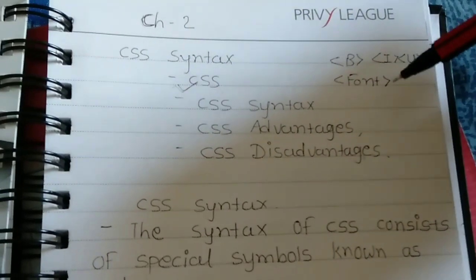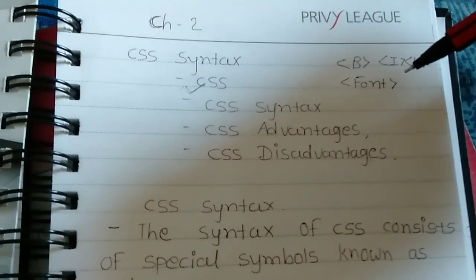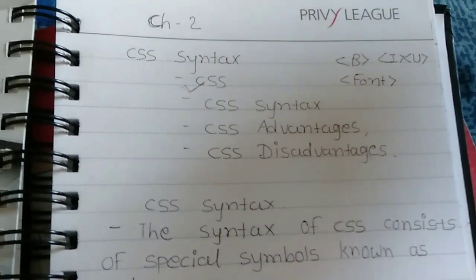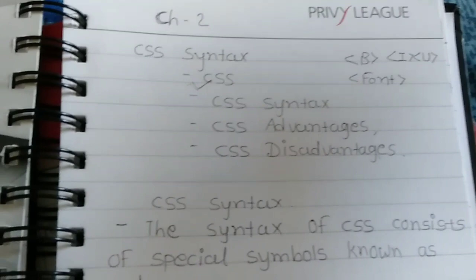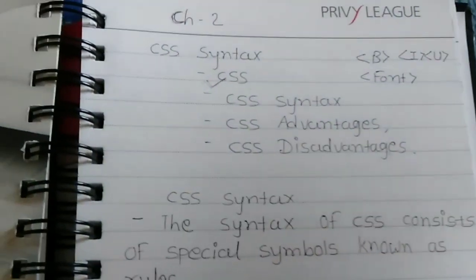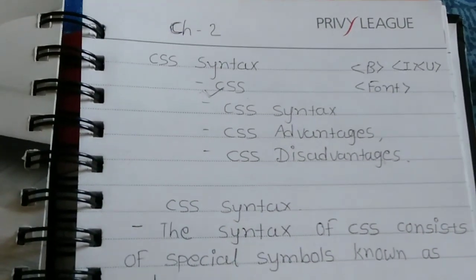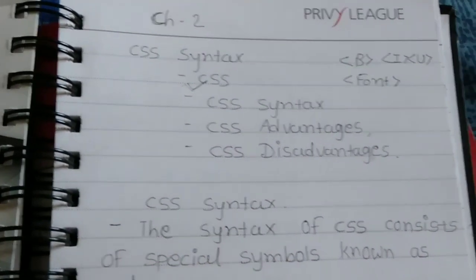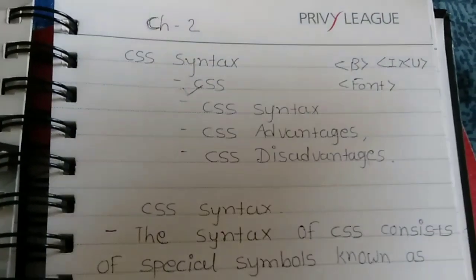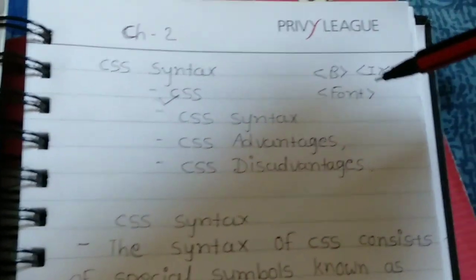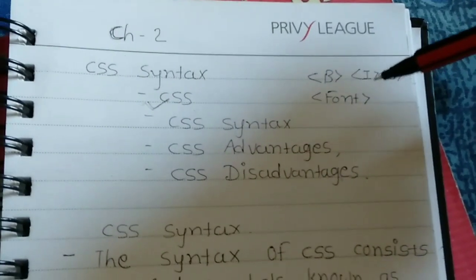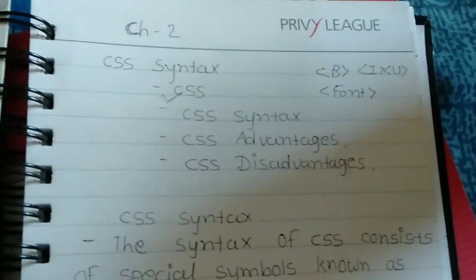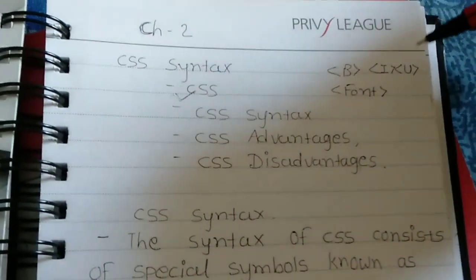Already we have learned about HTML tags. We know how to apply HTML tags for formatting. Formatting means what? If you want to change the look and feel of your web page, if you want to see your web page in a different manner, then you have to use some style. If you want to apply some style in HTML, then you have to use these tags. But I want to apply styles through CSS, so what is the difference between CSS and these HTML tags?